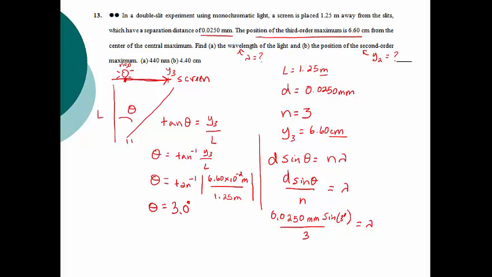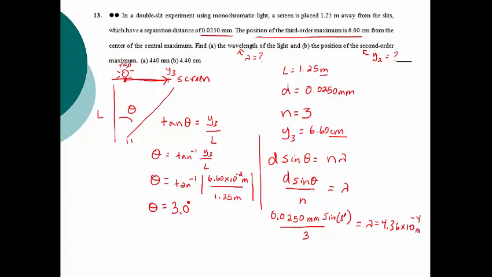So I'm going to have 0.025 times the sine of 3 degrees. You've got to make sure your calculator is in degree mode. Divided by 3, and that gives me lambda is 4.36 times 10 to the minus 4.